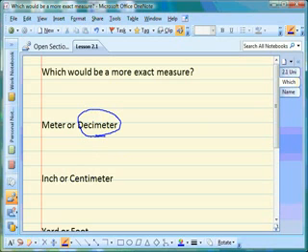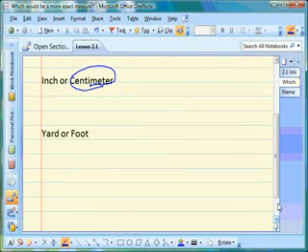Secondly, we talked about an inch and a centimeter. Of those two, which one's a little smaller? We looked at how big they each were. A centimeter is a little bit smaller, so again, a centimeter would be a more exact measurement. And lastly, we talked about a yard and a foot. There's 3 feet in a yard, so the foot is the smaller one, so the foot would obviously be the more exact measurement to use.